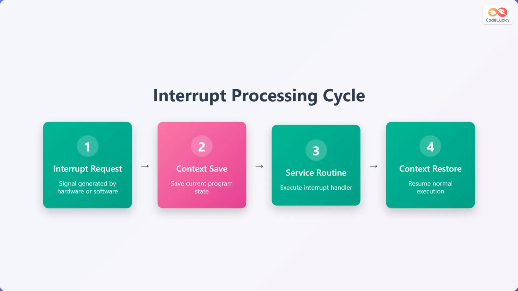The interrupt processing cycle involves 4 key steps. First, an interrupt request is generated by either hardware or software. Next, the current program state is saved through a process called context save. The interrupt handler, also known as the service routine, is then executed. Finally, the system resumes normal execution through context restore.